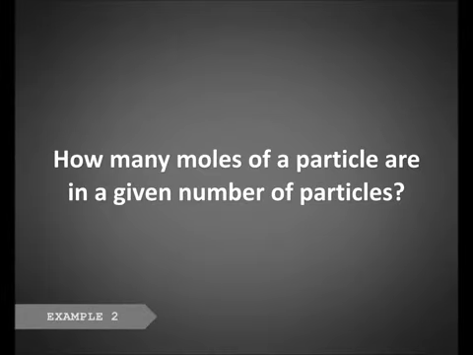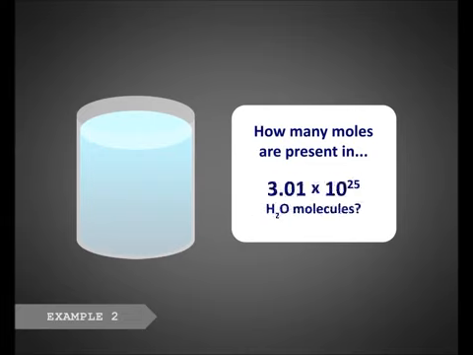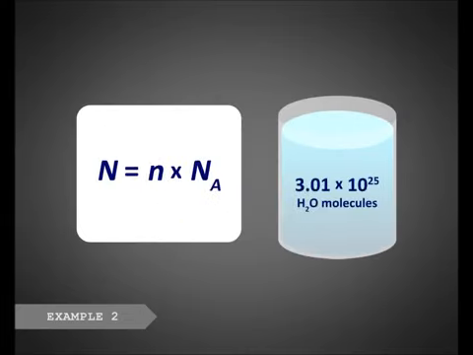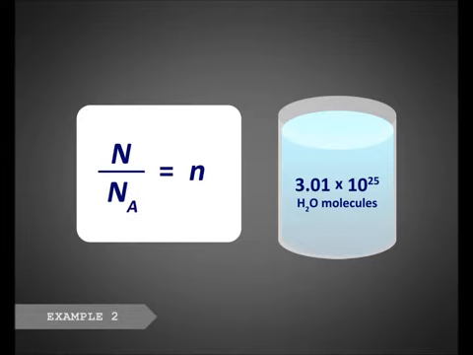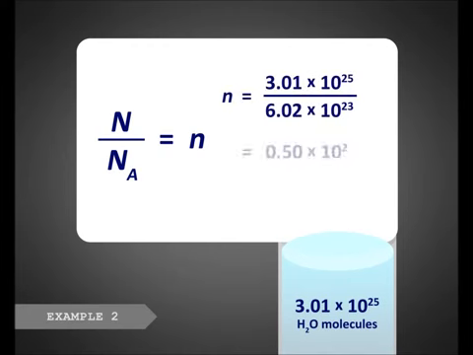How many moles of a particle are in a certain number of particles? For example, suppose we have a small container of water and we are told that it consists of 3.01 times 10 to the 25th power water molecules. Using basic algebra, we can calculate the amount of molecules to be equal to the number of particles divided by Avogadro's number. This gets us 3.01 times 10 to the 25th power water molecules divided by 6.02 times 10 to the 23rd power molecules per mole, which is 50 moles.